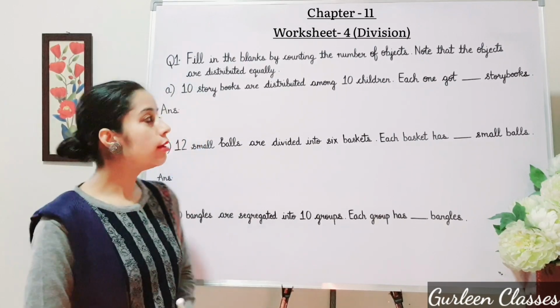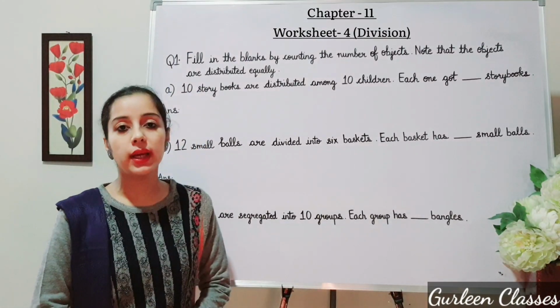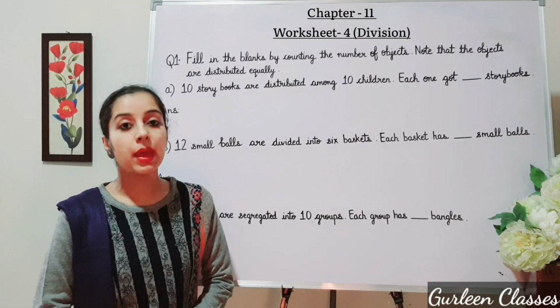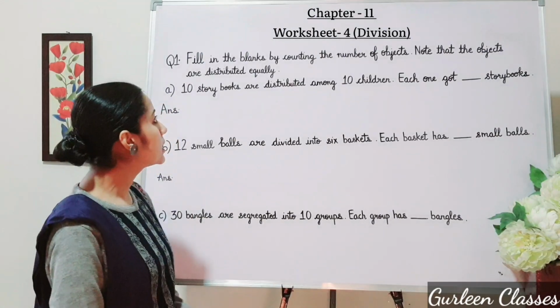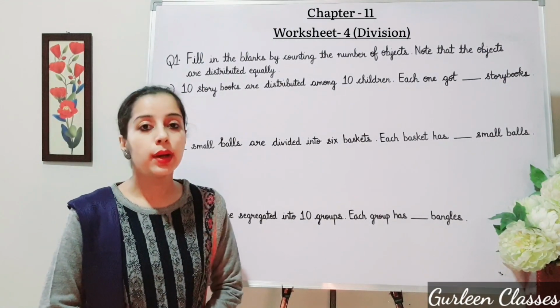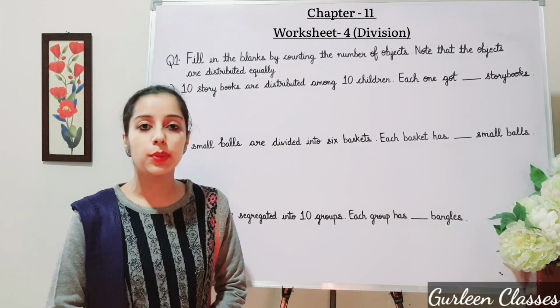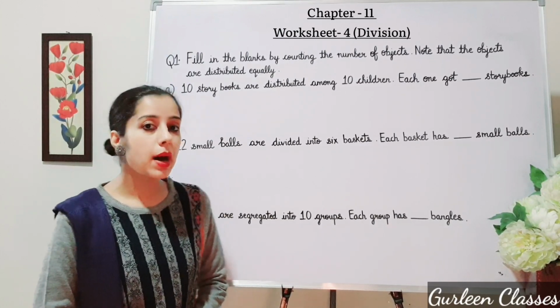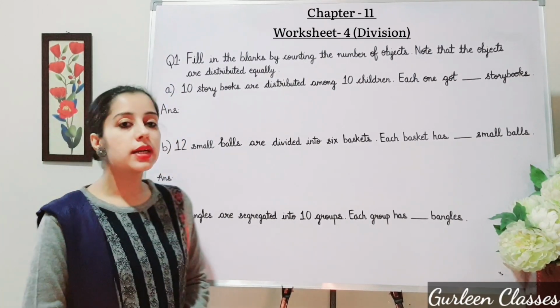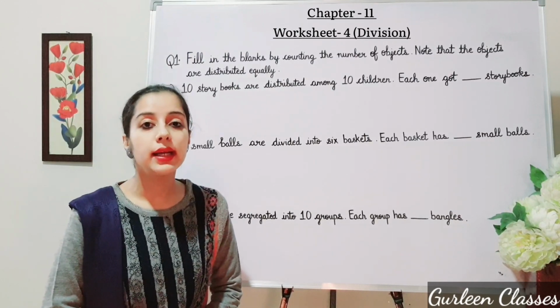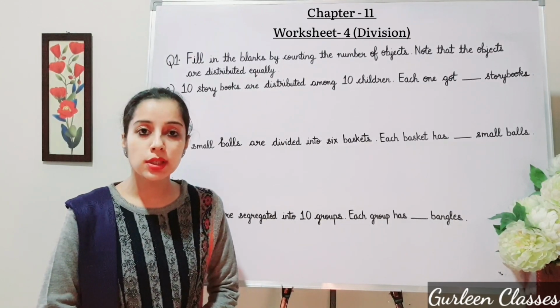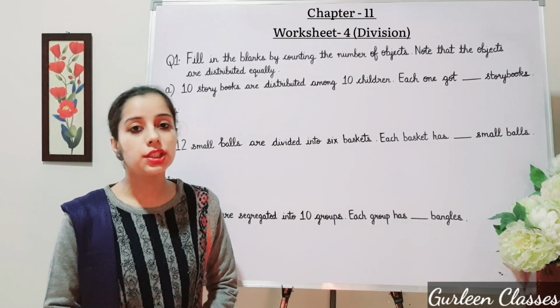Question number 1. Fill in the blanks by counting the number of objects and note that the objects are distributed equally. A part, 10 storybooks are distributed among 10 children.